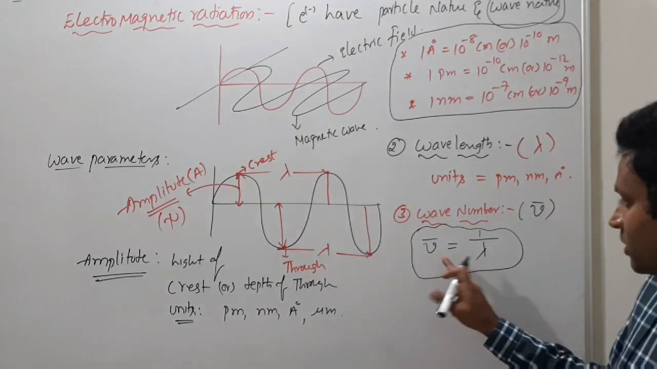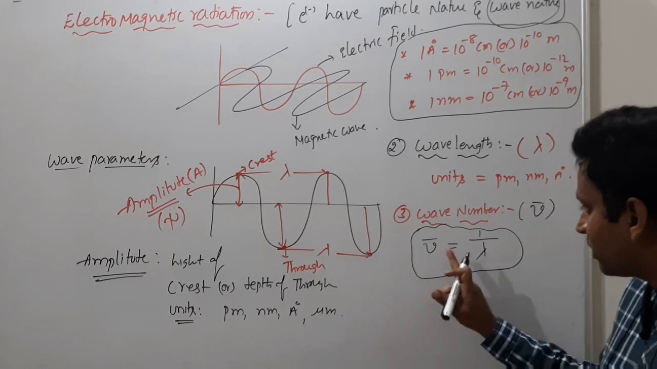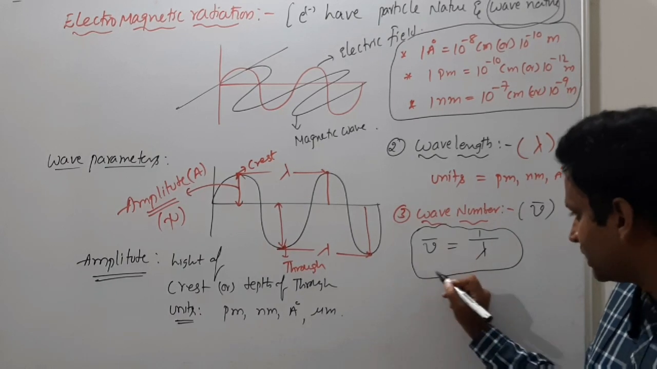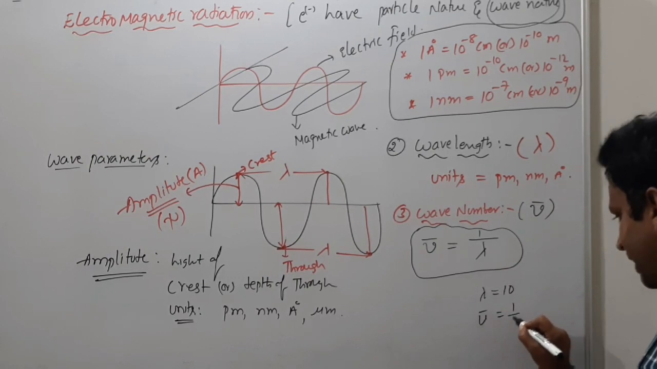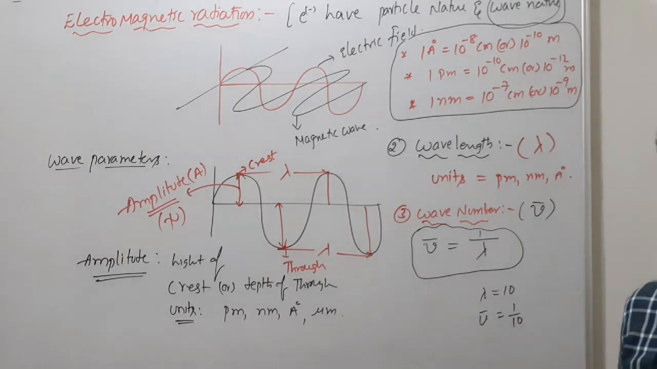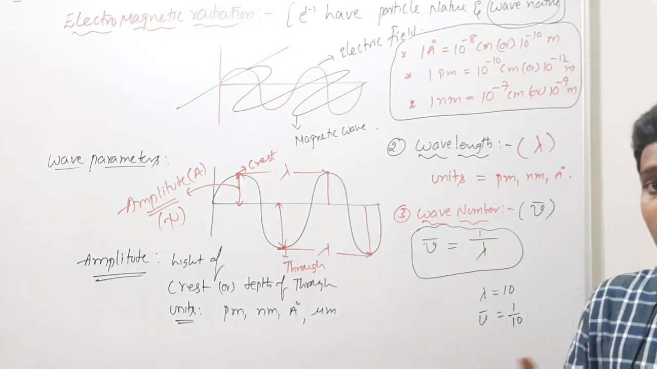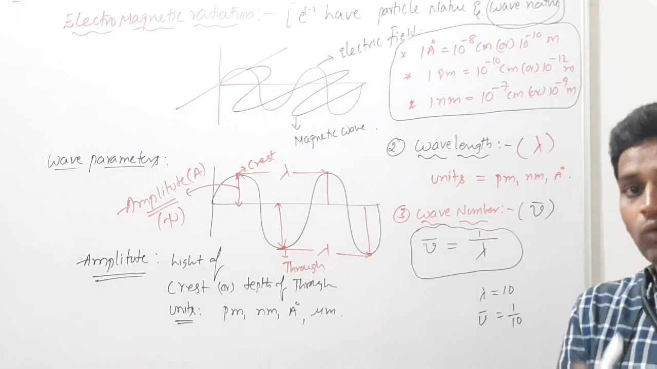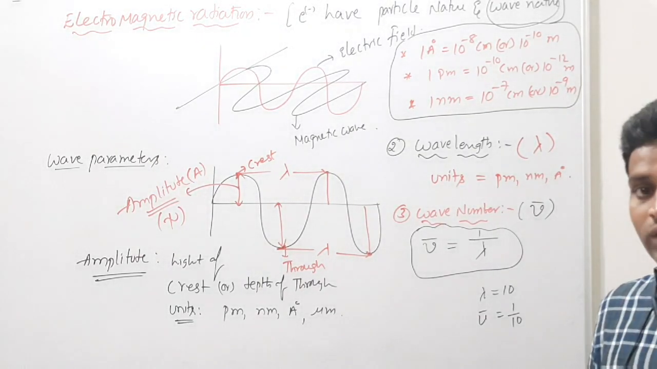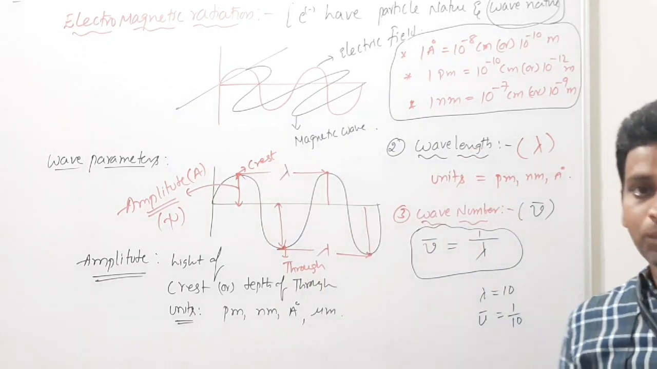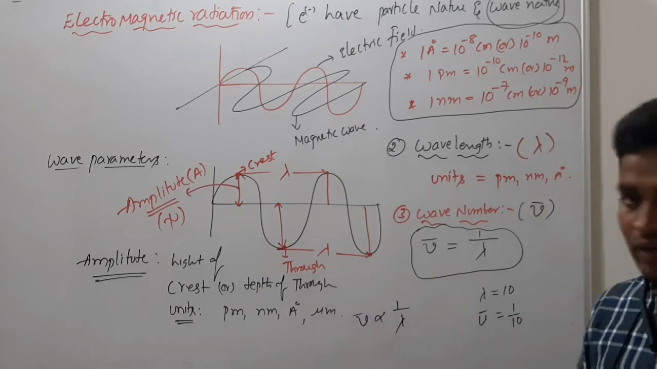Okay, that means don't say inverse. What is the meaning of reciprocal? If lambda is 10, then nu bar is 1 by 10. This is called reciprocal. Inverse means one increases, one decreases. But reciprocal means we take 1 by the same magnitude. But the magnitude will be different if we use inversely proportional to. Don't write nu bar is inversely proportional to wavelength.